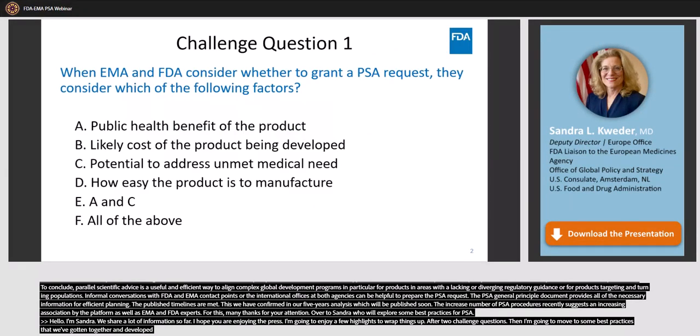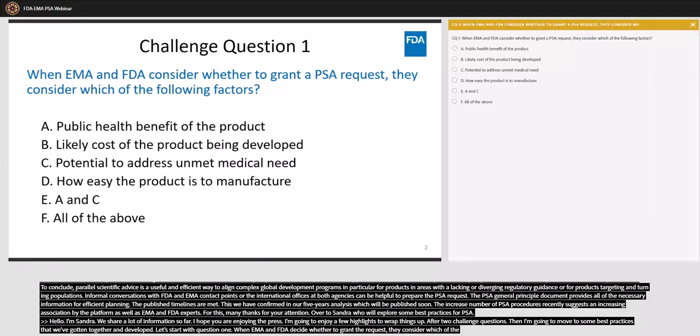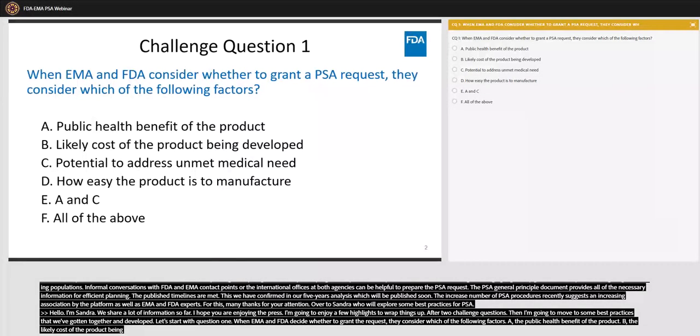Challenge question 1. When EMA and FDA consider whether to grant a PSA request, they consider which of the following factors? A, the public health benefit of the product. B, the likely cost of the product being developed. C, the potential for the product to address unmet medical need. D, how easy the product is to manufacture. E, A and C above, or F, all of the above. We'll give you a few seconds to think about this.